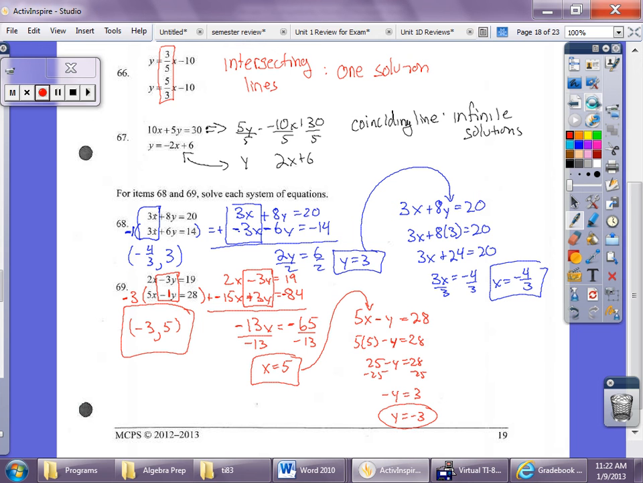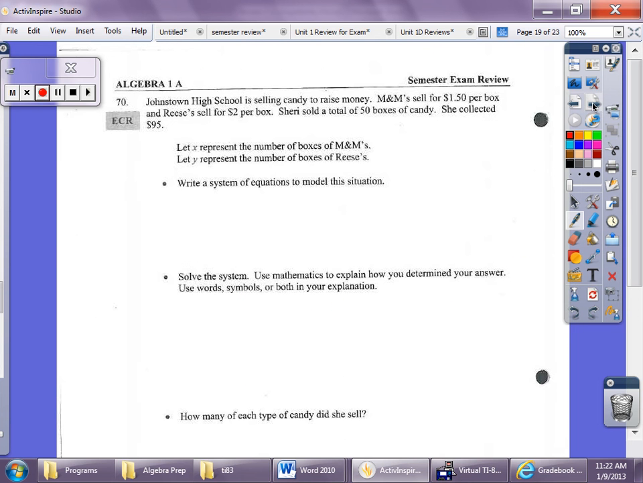Moving on to 70. An ECR, Johnstown High is selling candy to raise money. M&Ms for $1.50 and Reese's for $2. They sold 50 boxes and made $95. Now we need to write equations. Make sure you write equations. You don't write inequalities.